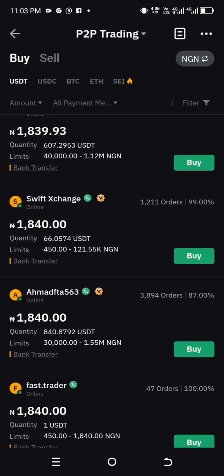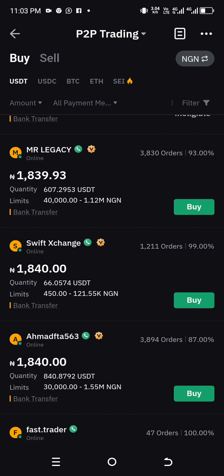All you need to do is pick up your phone and make sure you have a verified Bybit account as well as a verified Binance account, for you to be able to run this and start making a lot of profit. You can start with as low as 50 USDT. So all you need to do now is pick your phone and start moving.